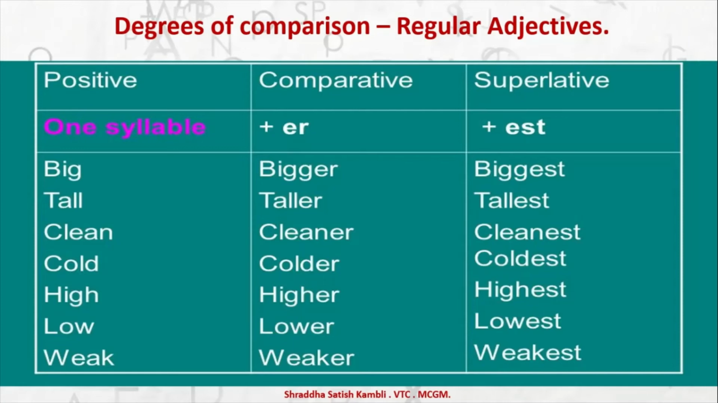So see, when big becomes bigger, and it becomes biggest in the superlative, then it is a regular adjective. Tall becomes taller and tallest in the superlative form. Clean becomes cleaner and cleanest in the superlative form. And always remember to read the others also. I will not read all the words for you because the video will go too long. So look at the other words and read it yourself. Cold, colder, coldest, etc. Alright, you can pause the video here and read.